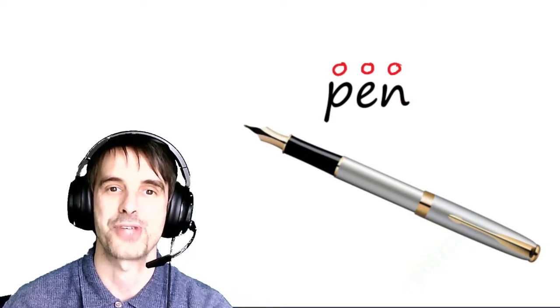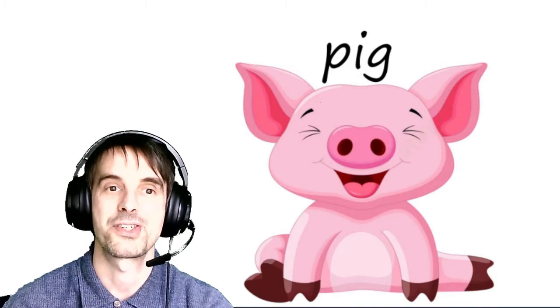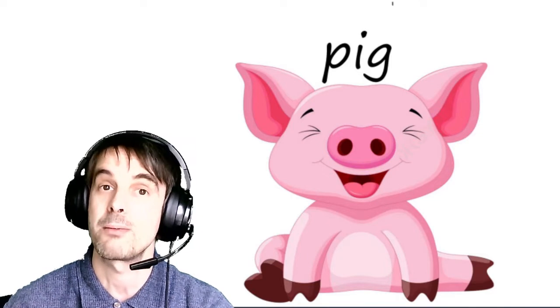Haha, he looks happy. Let's sound out the letters. P, E, G. Right, now we need to put them together. P, E, P, E, P, P, G. Pig. Pig. Okay, very good. Now, we're going to look at the next word.